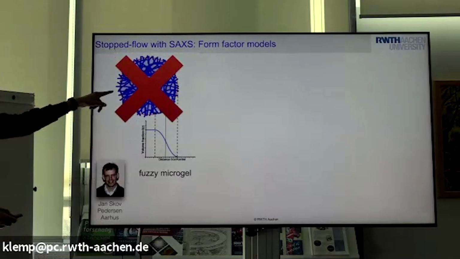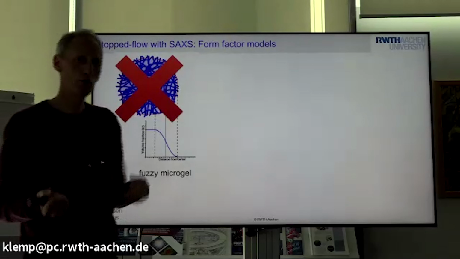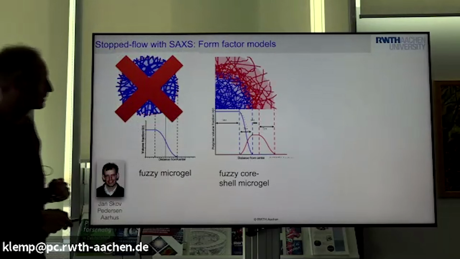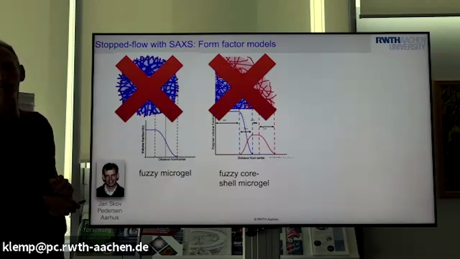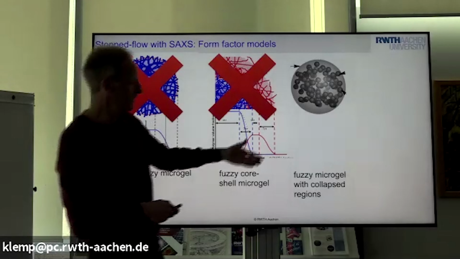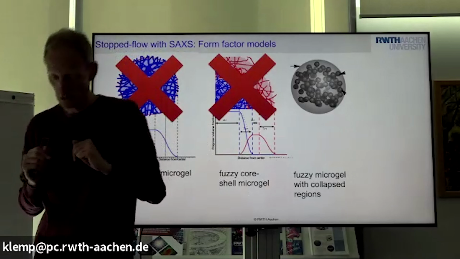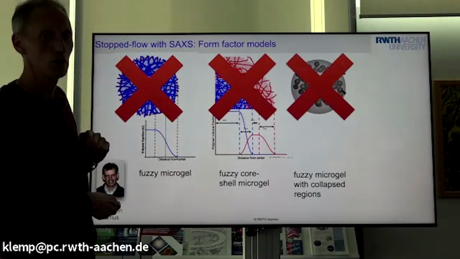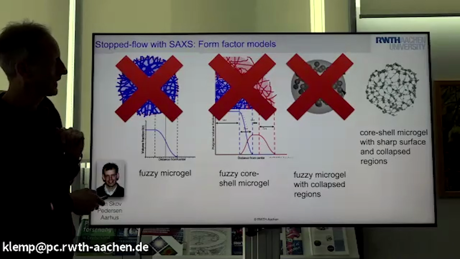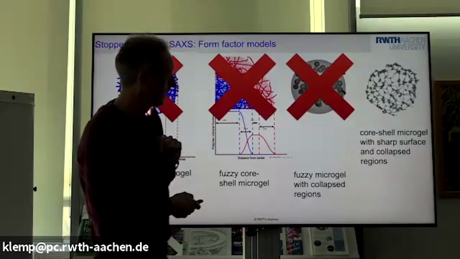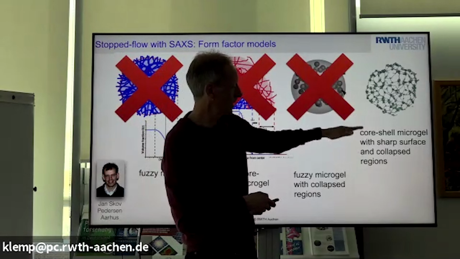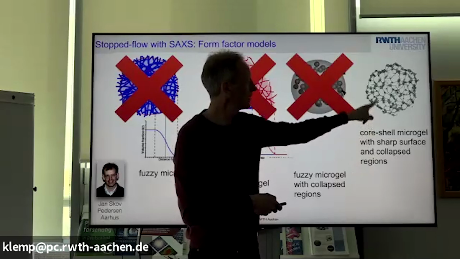We started with the first model. It didn't work. Now that is good news, because if a model doesn't work, we know that this model is not correct, right? Okay. We used a second model, a core shell model. Didn't work either. Okay. Then Jan Skov Pedersen had another idea and developed a fuzzy microgel, a kind of dirty snowball model. Also didn't work. At that time, we got a little bit nervous, but finally we came up with a model that describes the data. I will come to that in a minute. It has a core shell type of structure, has a sharp surface, and has collapsed regions. That's the important point. It has collapsed regions.